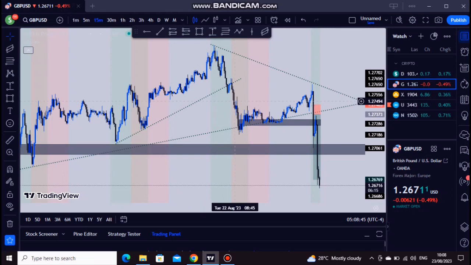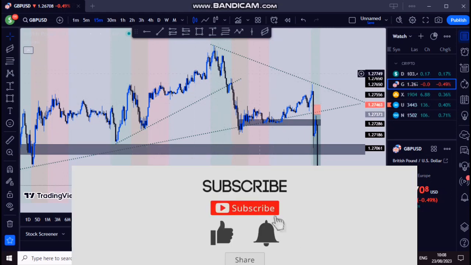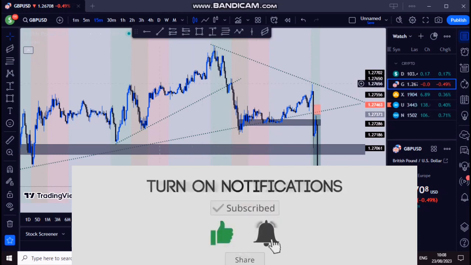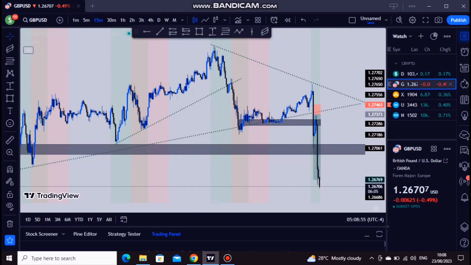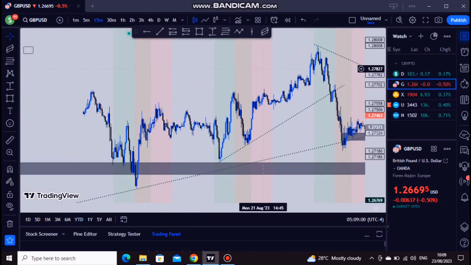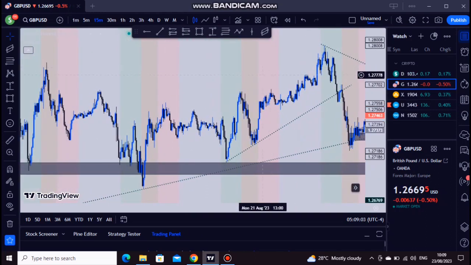When you go to the DXY and you see a buy option there, that means you should be looking for a sell option on GBP USD, and as well follow your market structure. You get me? That's the way you trade this London session.